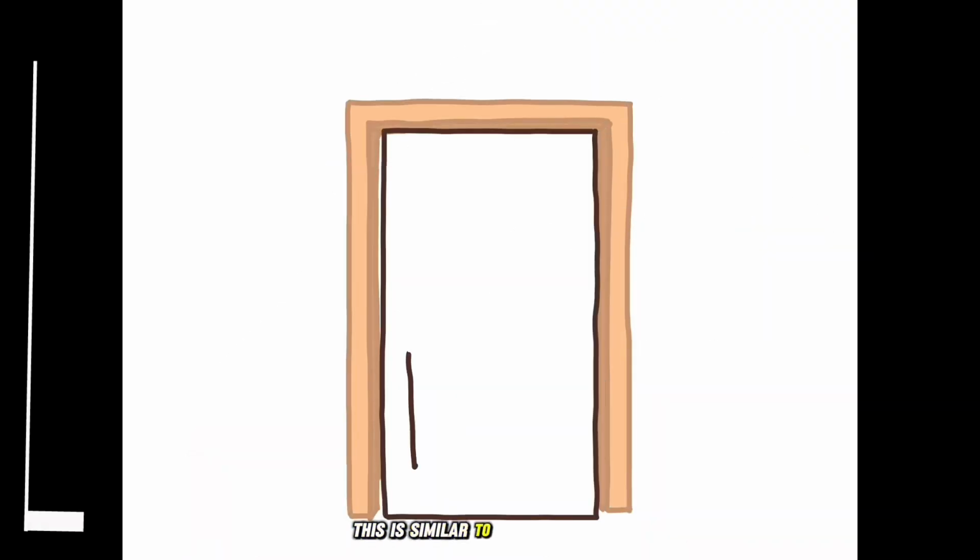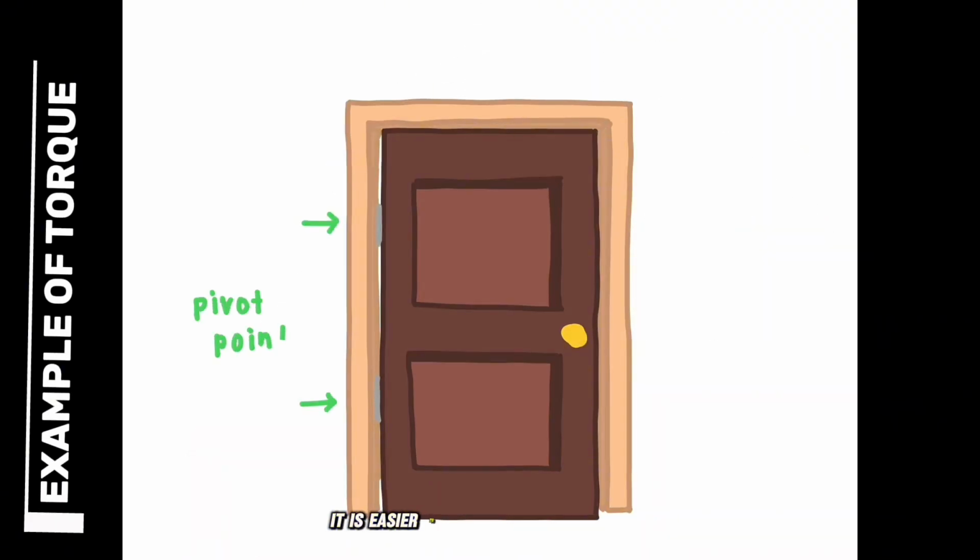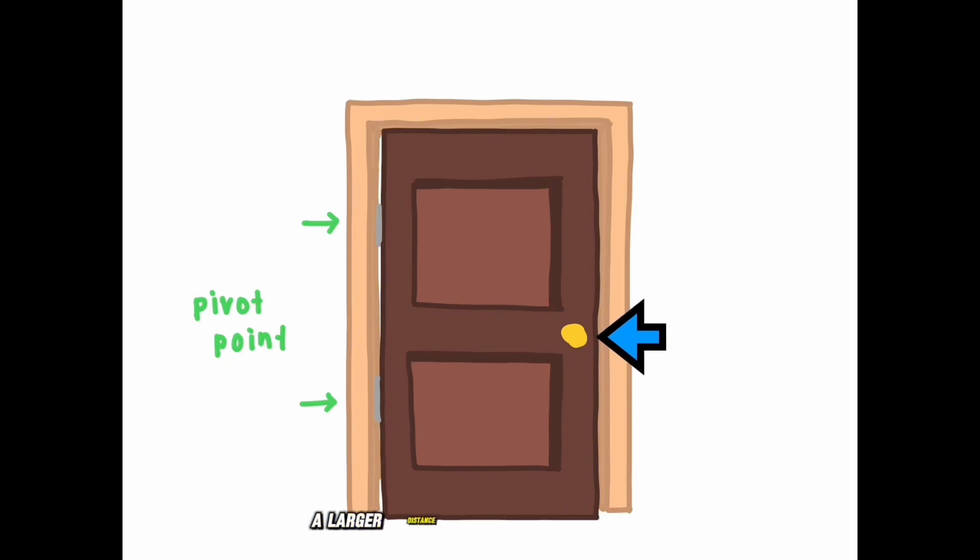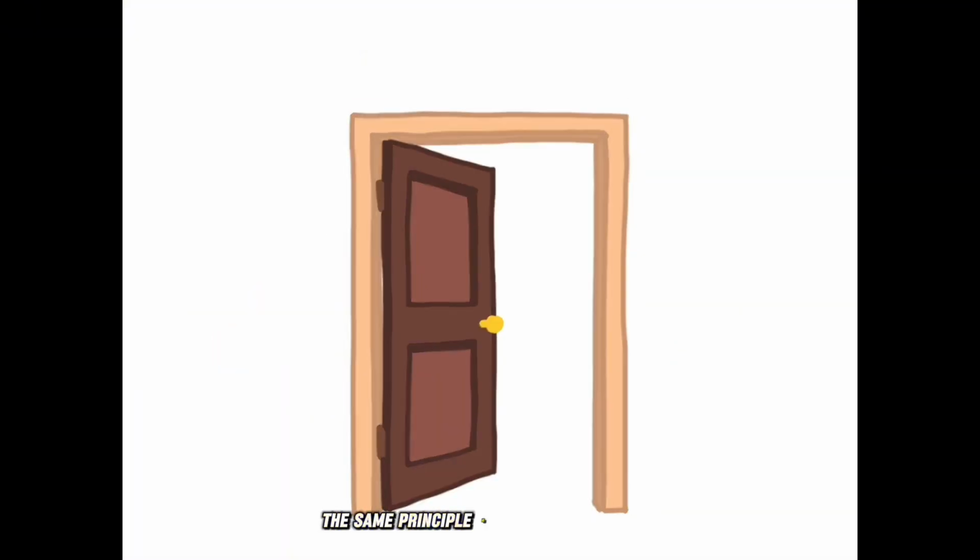This is similar to opening a door. It is easier to push the door from the handle than near the hinge. A larger distance from the pivot produces greater torque. The same principle is used in the tunnel boring machine.